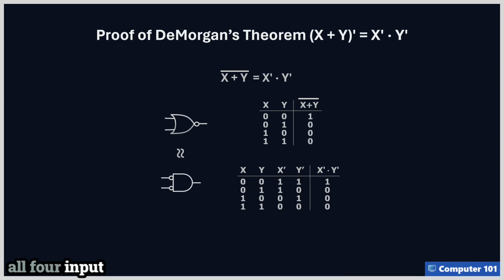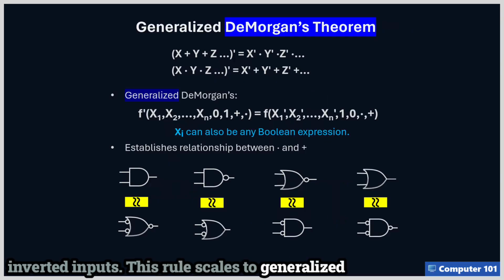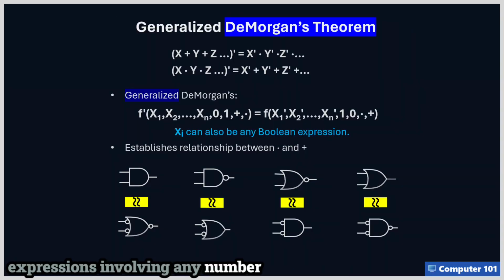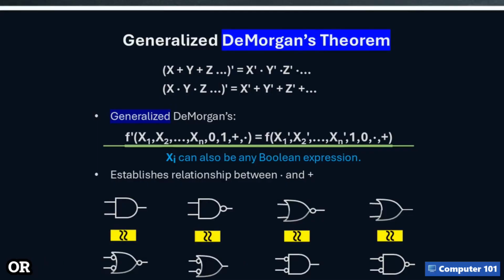By checking all 4 input combinations, we see that an inverted OR gate yields the same truth value as an AND gate with inverted inputs. This rule scales to generalized expressions involving any number of variables. To find the inverse of a multivariable group, you invert each individual term and swap every AND operator for an OR and every OR for an AND.